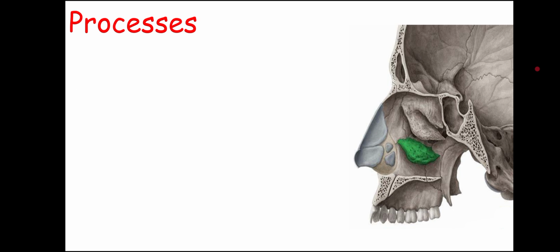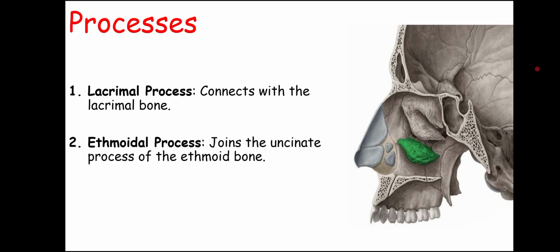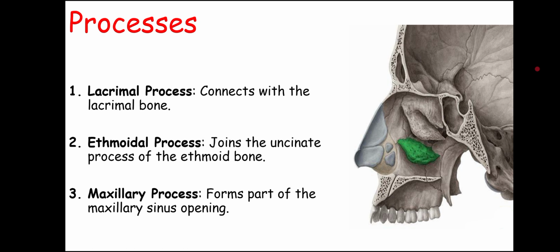Now we will talk about the processes of inferior nasal conchi. It has a lacrimal process that connects with the lacrimal bone. It has an ethmoidal process that joins the uncinate process of the ethmoid bone, and it has a maxillary process that forms part of the maxillary sinus opening.